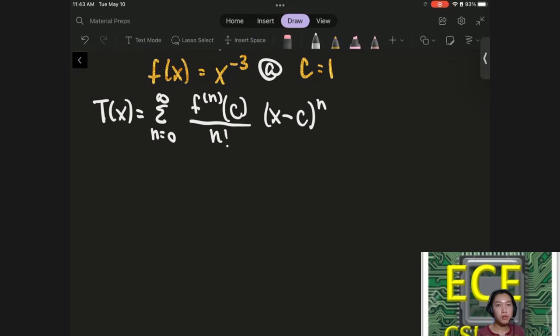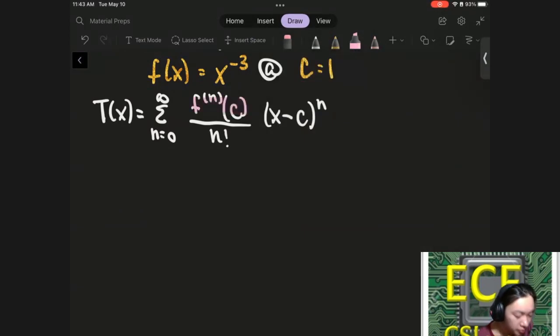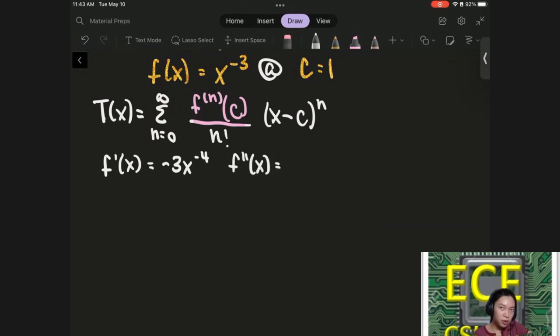So let's break it down. Let's start with this part. So let's do the first couple derivatives. The first derivative of f of x equals minus 3 x to the minus 4. And f double prime equals minus 3 times minus 4 x to the minus 5.